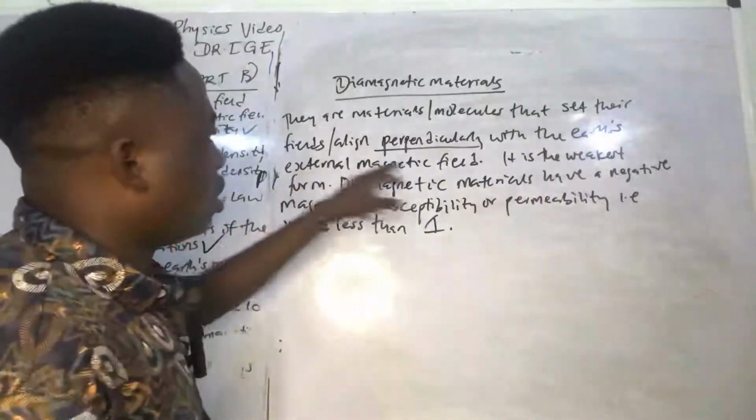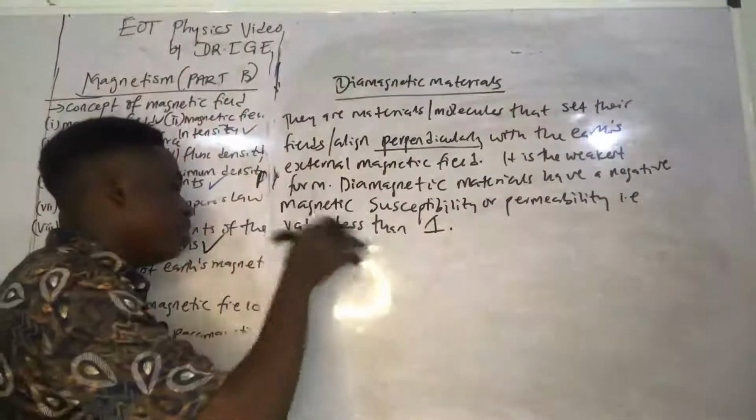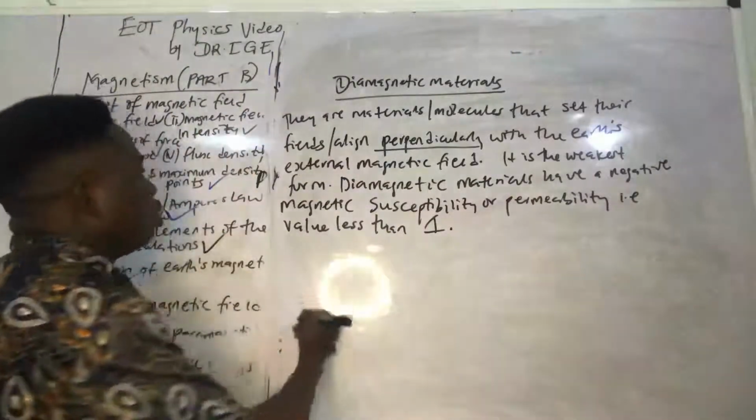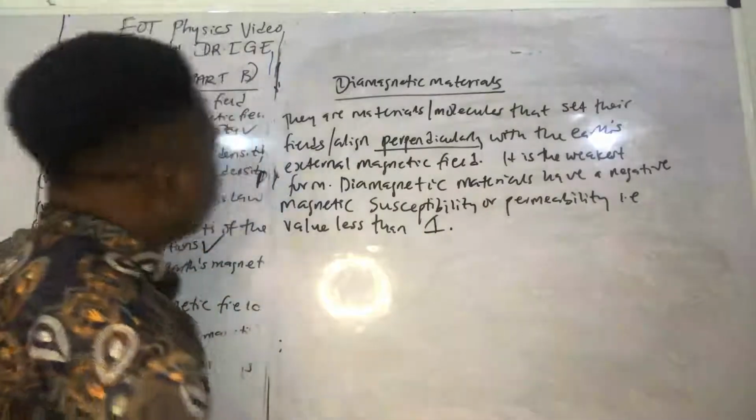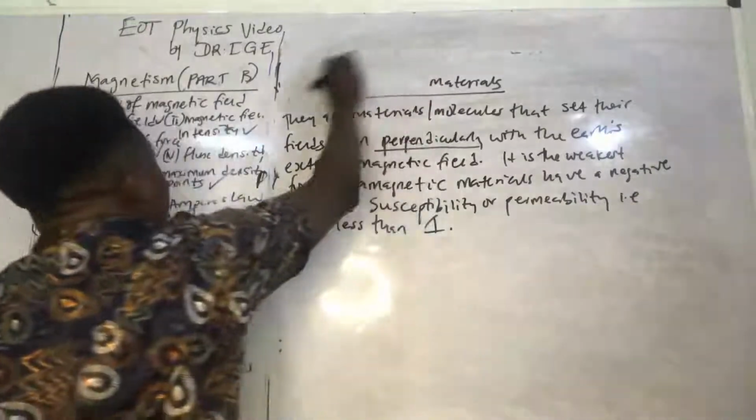That's why I said it is the weakest, and it is negative. That's what I can explain, but there's no time. Assume you have written this one, so let's talk about the next one.